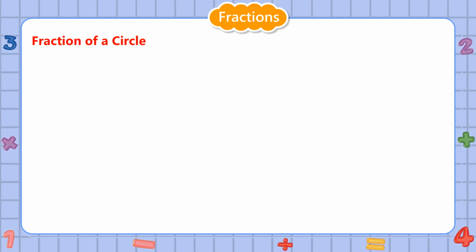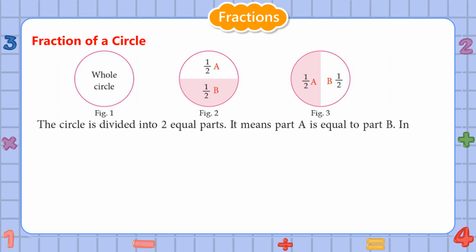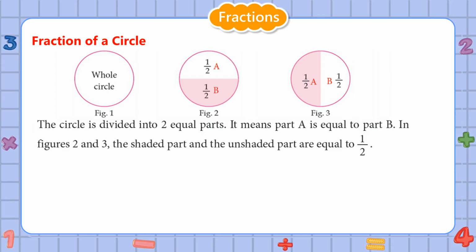Fraction of a circle. Figure 1 shows a whole circle. The circle is divided into 2 equal parts. It means part A is equal to part B. In figures 2 and 3, the shaded part and the unshaded part are equal to 1/2.